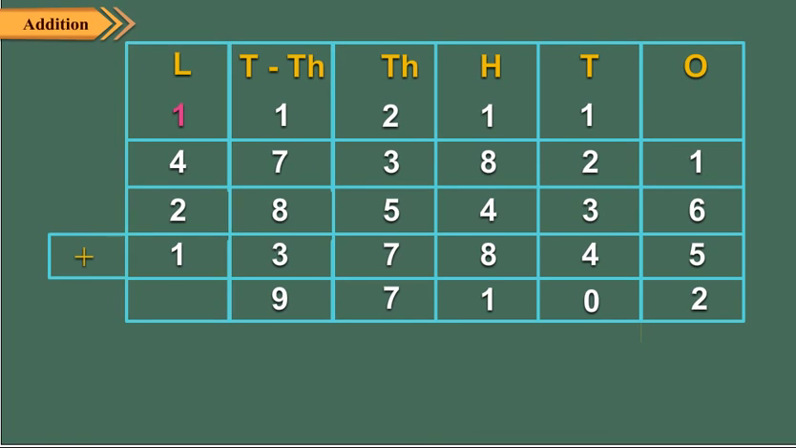Finally, you add the lakhs. 1 lakh carried plus 4 lakhs plus 2 lakhs plus 1 lakh is equal to 8 lakhs. Write 8 in the lakhs column. So the sum of 473821, 285436 and 137845 is 897102.